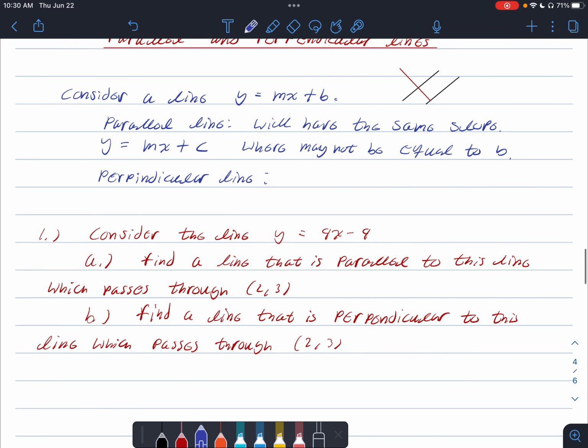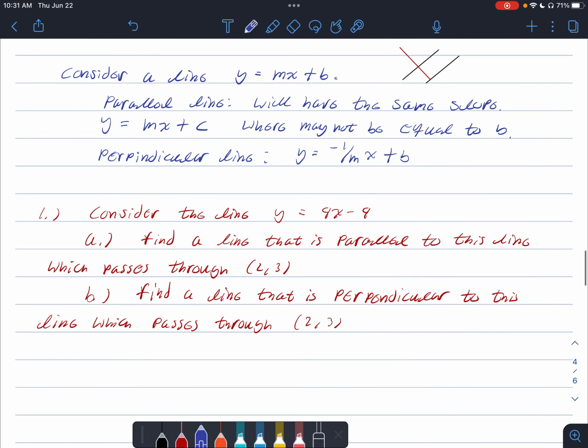A perpendicular line, again, where it forms a 90-degree angle with our line, is going to be of the form y is equal to negative 1 over m x plus b. So the idea is you take the inverse of your slope and you make it negative, and that's going to be your new slope. Okay, so you flip your slope, make it negative. That's your new slope. Okay, so that's the structure for the equation.